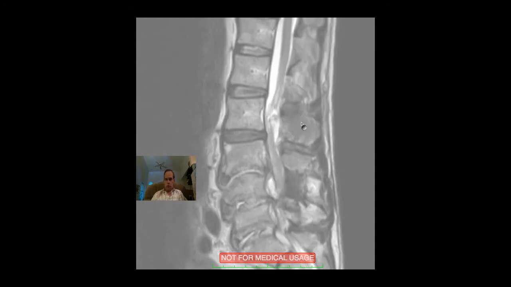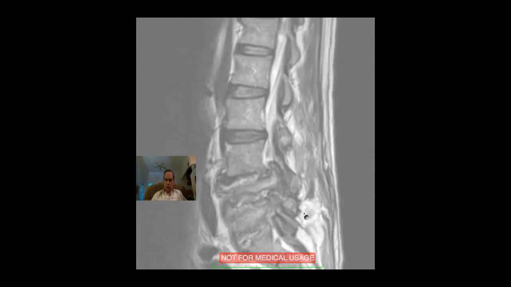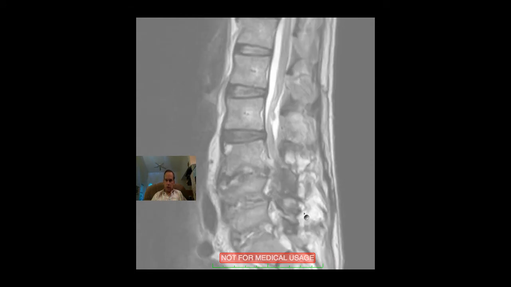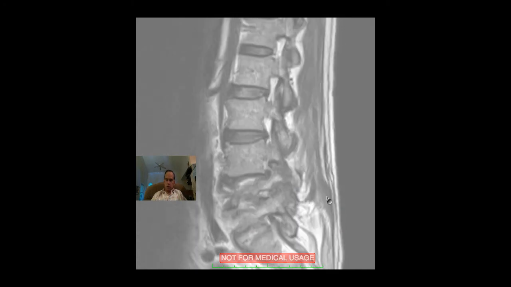Here are the spinous processes from L2. Here's the spinous process of L3. There are some degenerative changes where the L3, L4, and L5 spinous processes have abutted one another and ground against one another, creating these degenerative changes in these spinous processes.